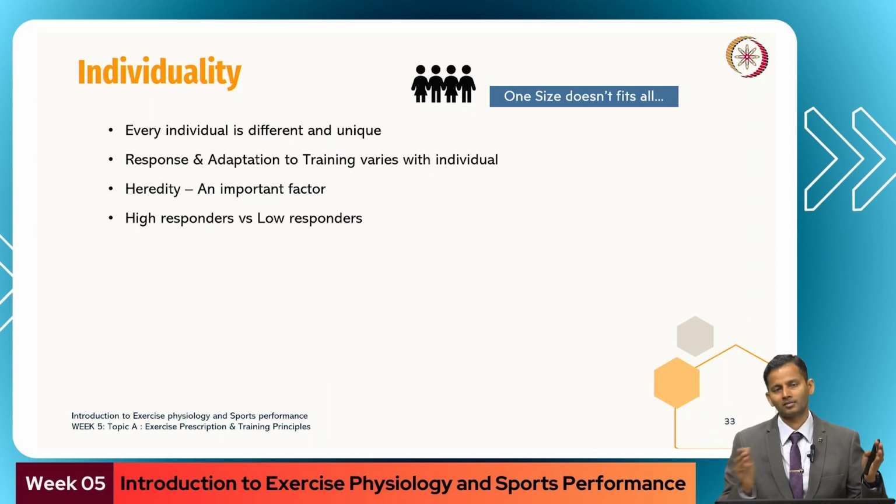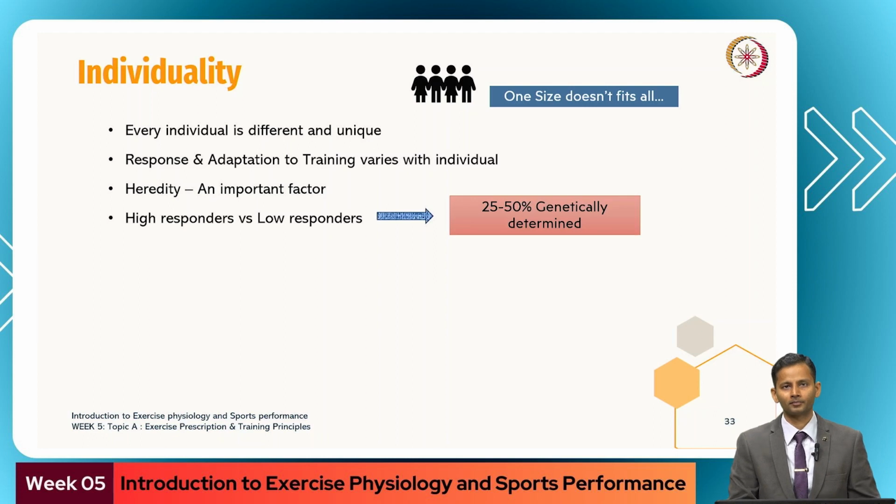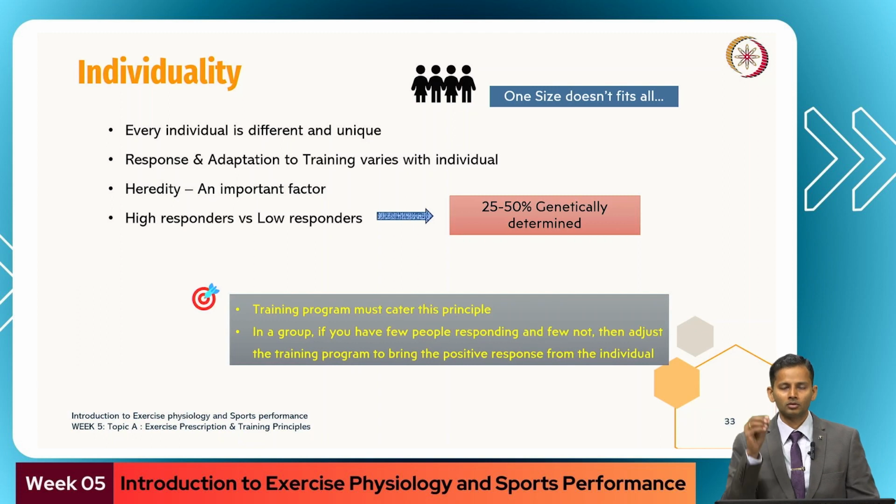So accordingly, you group them as high responders and low responders. Now you will have to focus on low responders. Why are they not responding to the same program which the others, the high responders, are able to respond well to? That may be because of the genetic potential or the motor quality which is naturally inbuilt. So now you will have to tweak your exercise training program to bring the low responders at par with the high responders. So 25 to 50% is generally genetically determined. The training program which you consider must cater to this principle specifically.